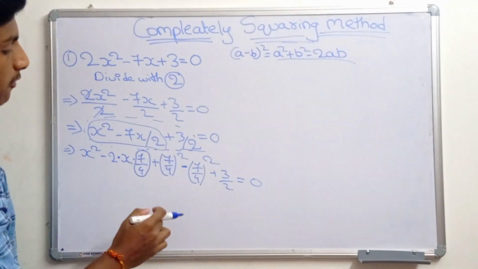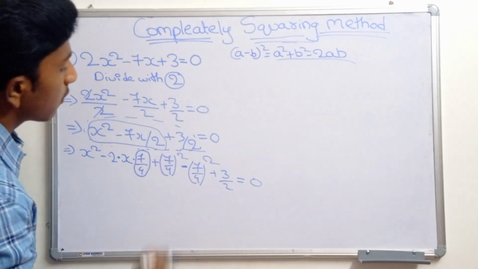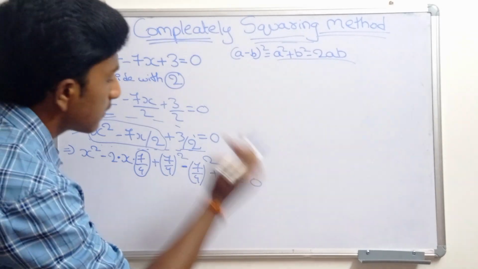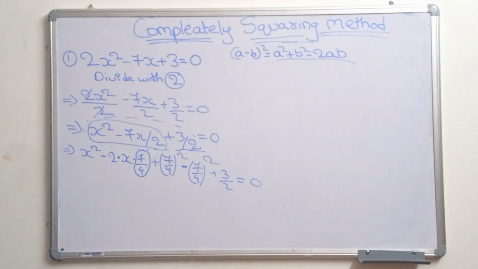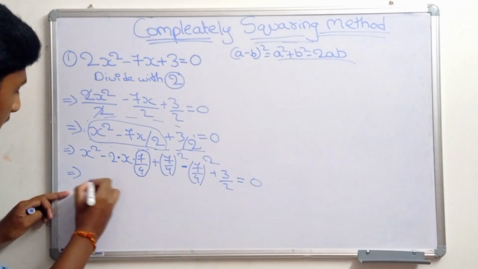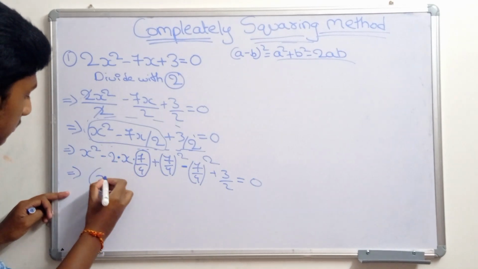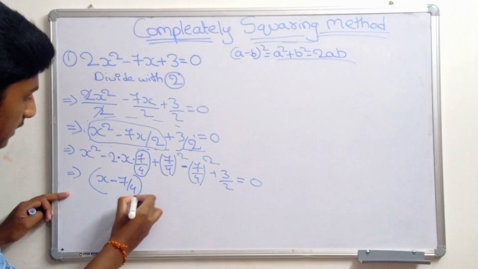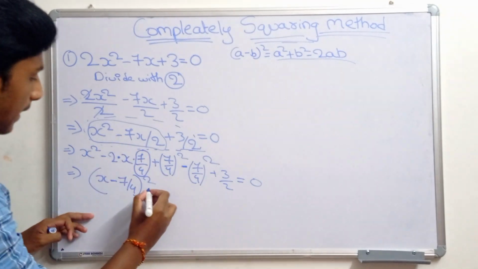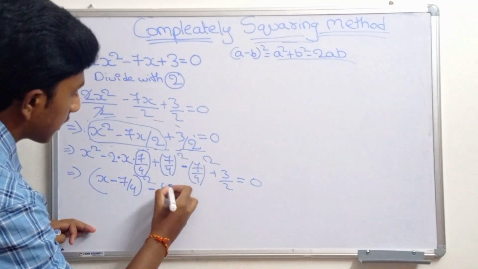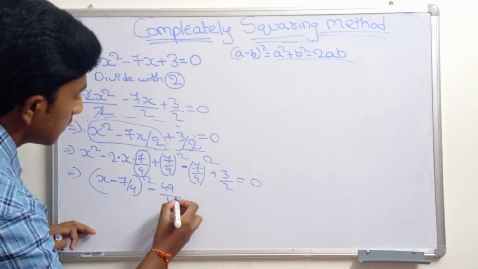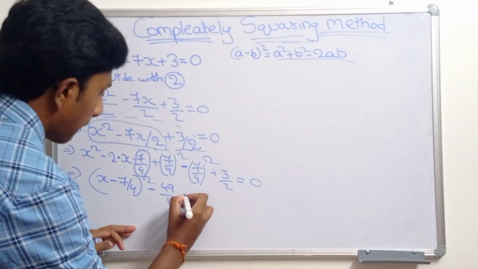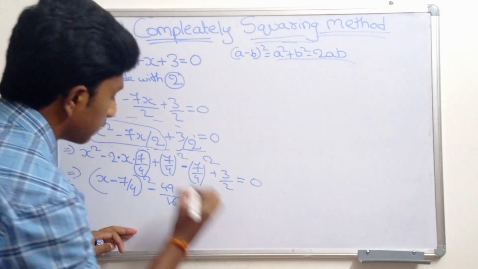So that means (7/4) whole square plus minus (7/4) whole square. When you cancel these terms, you will get the same value again, and I have written the 3/2 as it is down. Now in the next step, can I write this as (a - b) whole square? A is x and b is 7/4. (7/4) whole square minus 7 square means 49/16. Guys, is it clear? Plus 3/2.